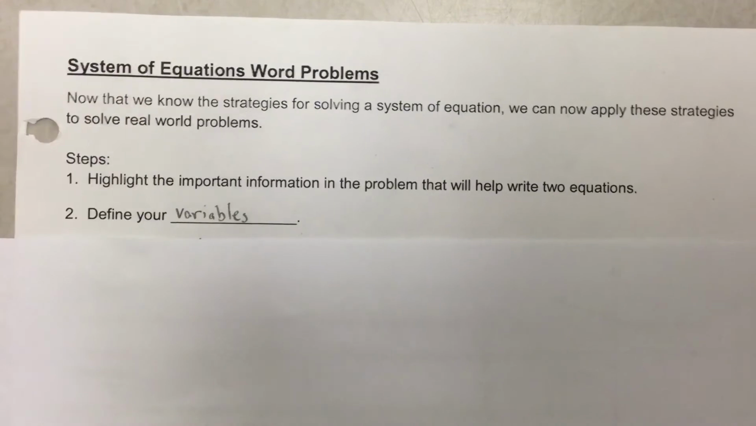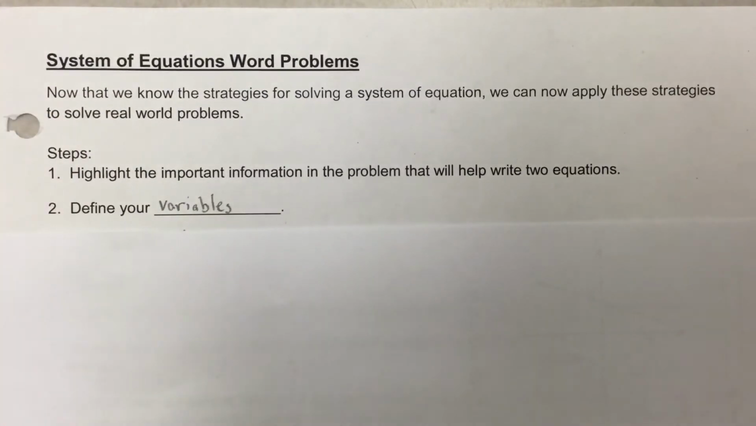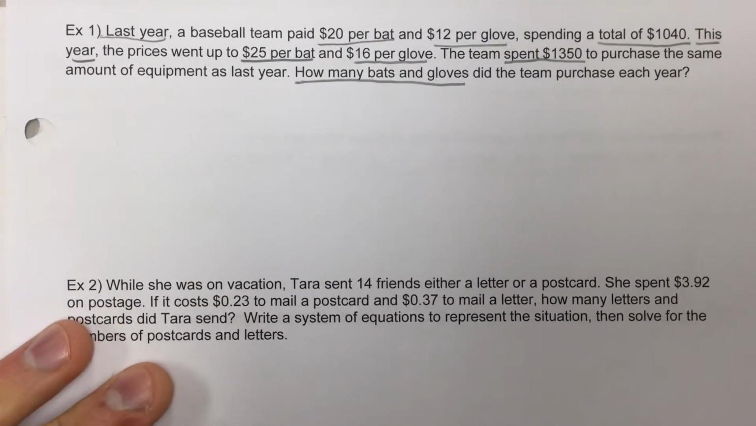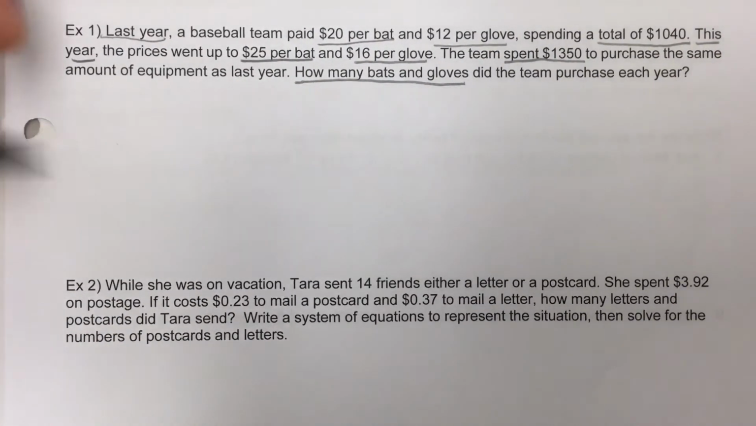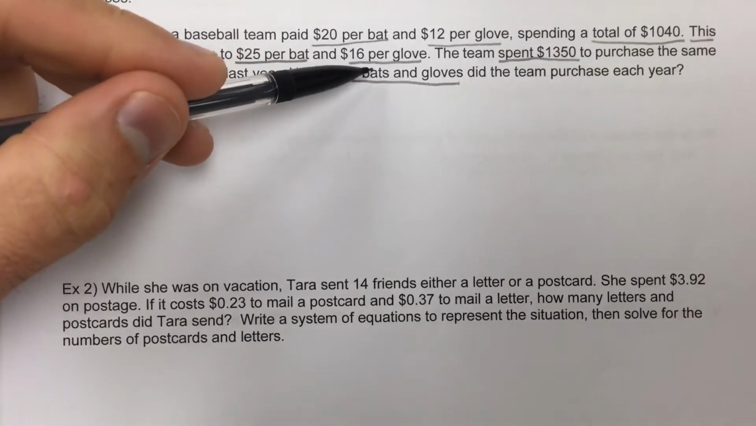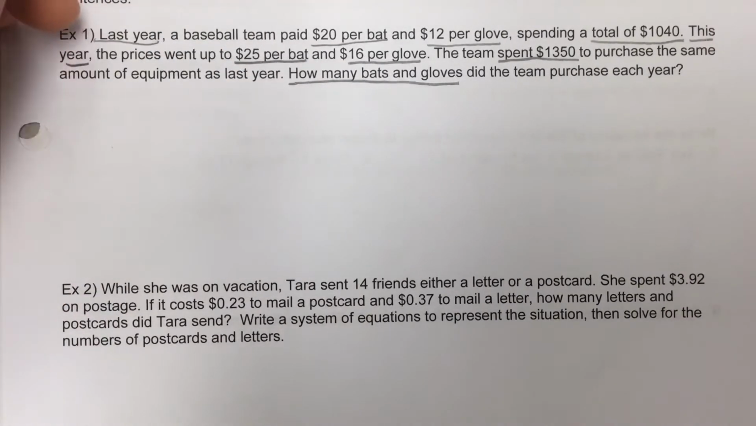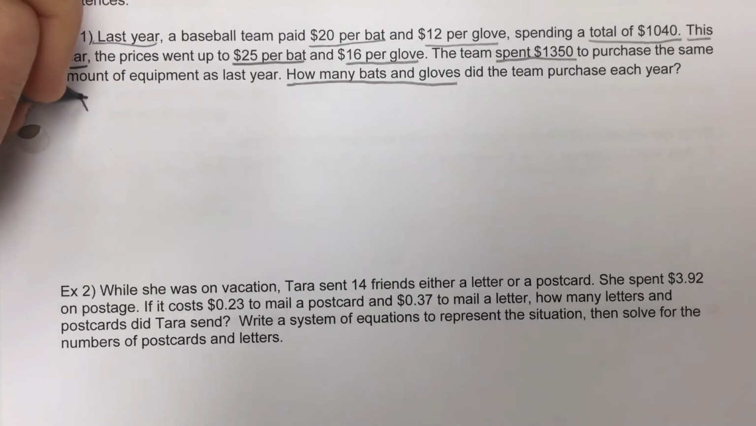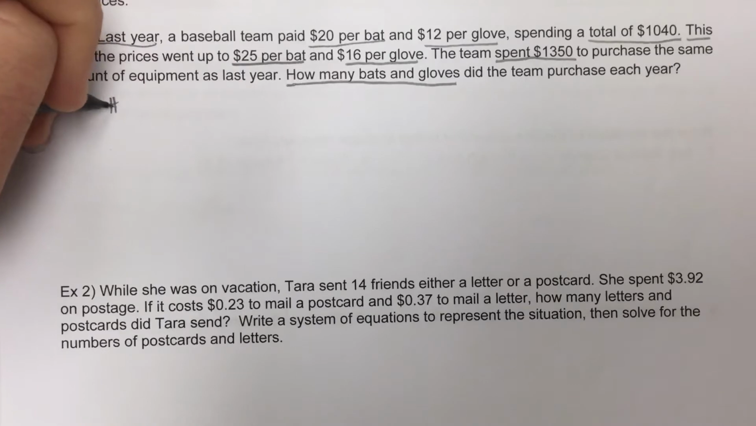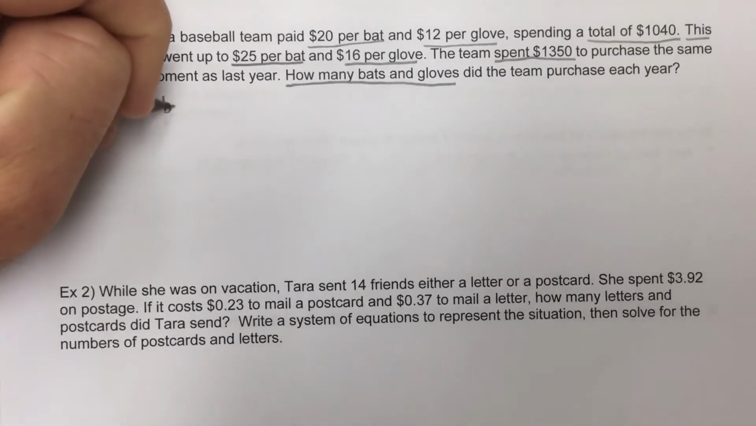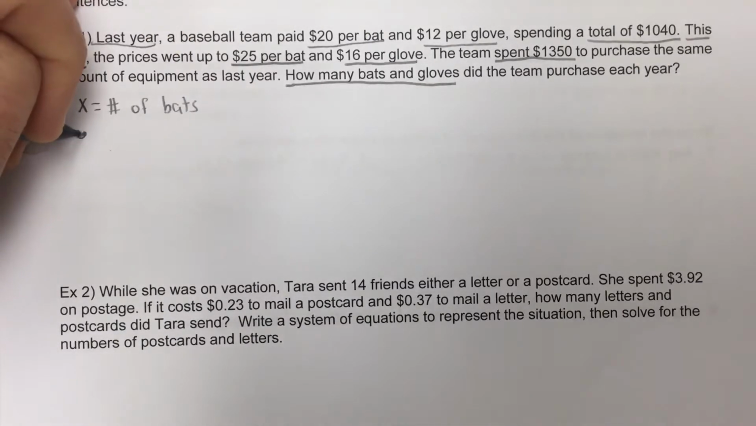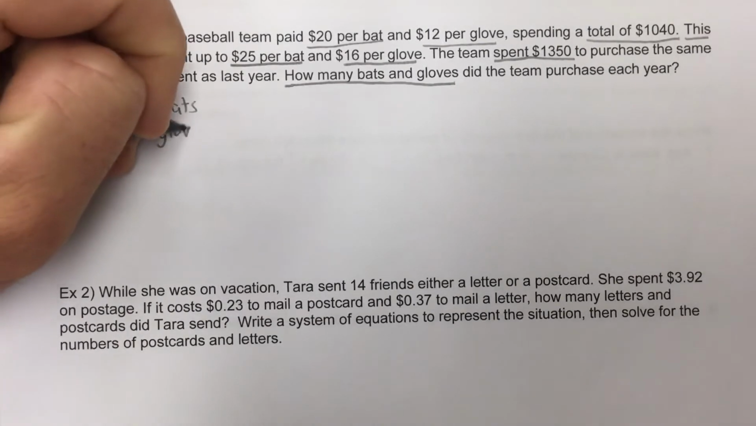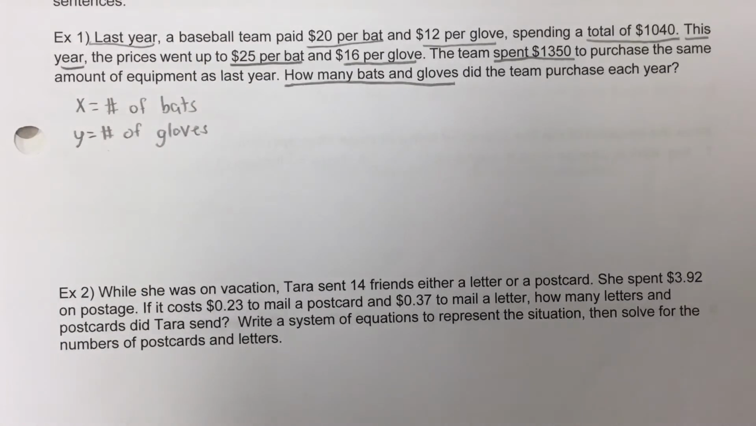After that, you always need to define your variables. The variables are what we don't know. In this case, we want to know how many bats, we don't know that, and how many gloves they purchased. We don't know that either. So therefore, our variables are x is equal to number of bats, and y is number of gloves. Be very specific and write number of, because it's not the cost, it's the number of.